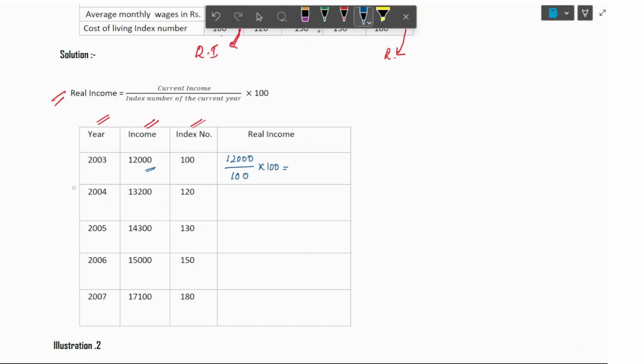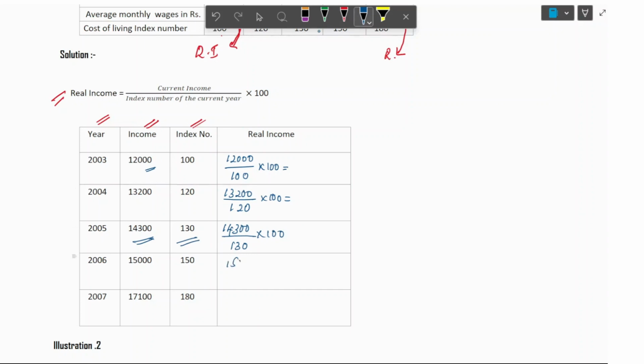Okay. What is next? That is the same way you are going to calculate here. 13,200 divided by, what is the index number? That is your 120 into 100. Next, we will complete the values after substituting. Then we will calculate 14,300 divided by 130 into 100. See here, current income divided by index number of the current year into 100.